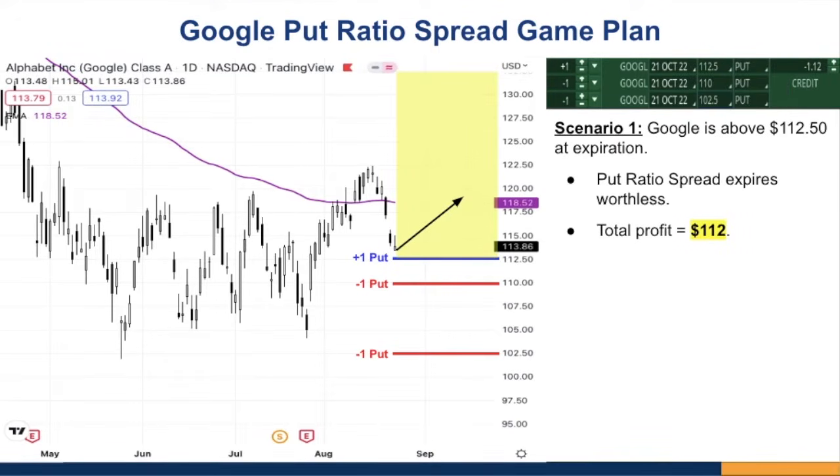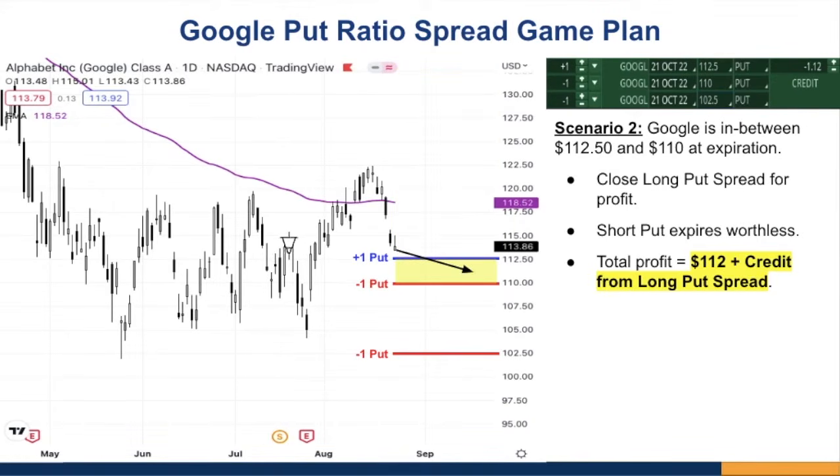All right, so the first scenario is, what if Google goes above 112.5 at expiration? So 112.5 is the beginning of our put ratio spread. This is where my long put option is at. So now the market is above, which means the put ratio spread expires worthless. Straightforward, I just collect the full credit that I receive for selling this put ratio spread, which is $112. Once this expires, I'm going to reassess the whole position again. I'm going to see whether I'm going to enter into another put ratio spread or not.